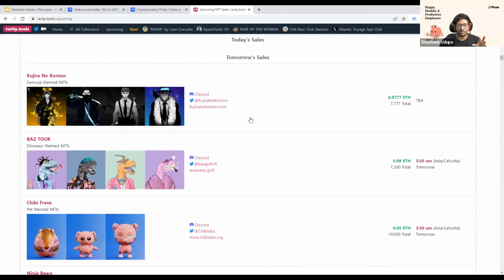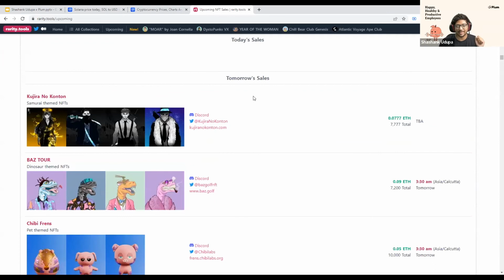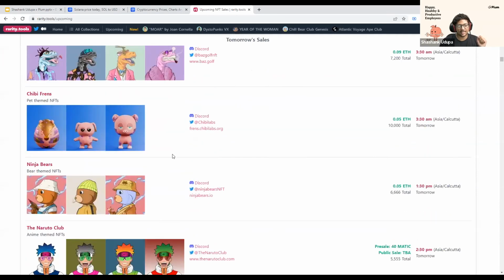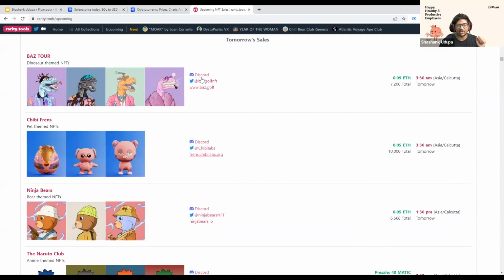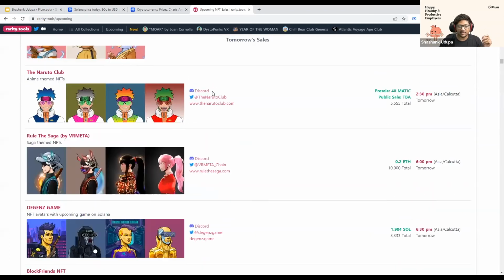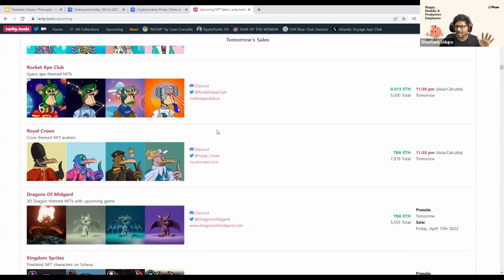I go to tomorrow's sales. I'm going to check what is happening tomorrow. So you see all these projects that are here. What I do is I check their Discord and I check their Twitter and I see if a lot of people are there in this. If a lot of people are there, then the chances are that it might be better.